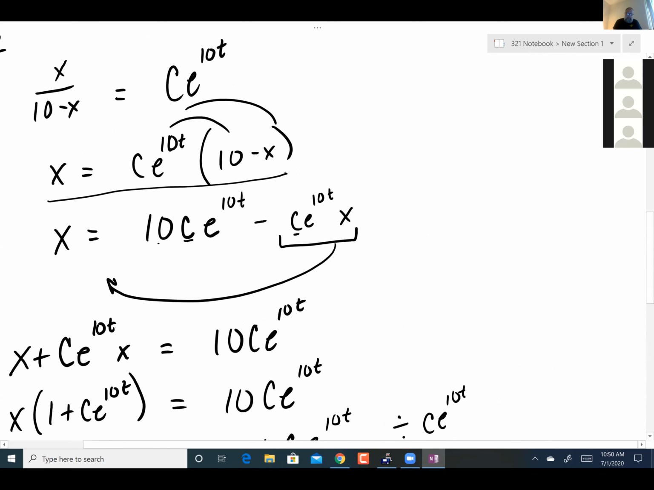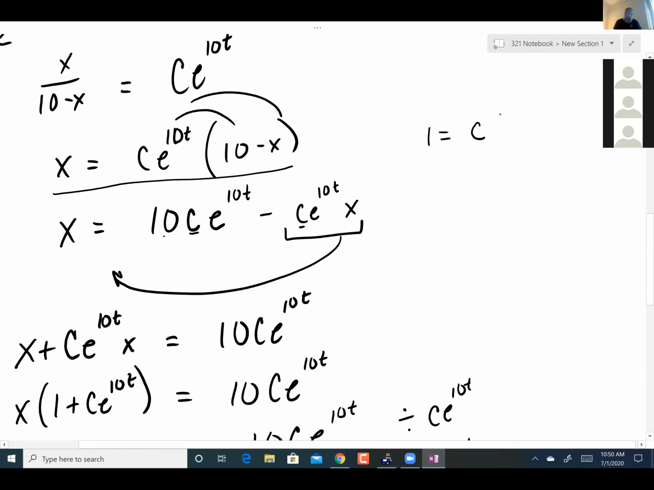Okay. So if you think about that, let's plug it in there. You're going to get 1 equals c times e to the 0, which is 1, and then you're going to get 10 minus 1. So you get 1 equals 9c. Oh, right, yeah. But be careful when you do that. That's right. But be careful.